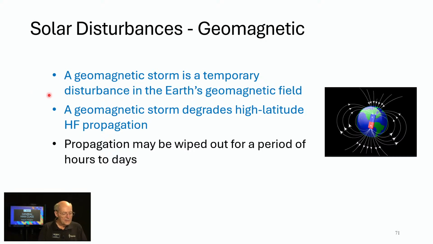So a geomagnetic storm is a temporary disturbance in Earth's geomagnetic field due to charged particles coming from the sun. Geomagnetic storm degrades, here we've got something being degraded again. Geomagnetic storm degrades high latitude HF propagation. So it hurts propagation. Propagation may be wiped out for a period of hours to days. And there are sites that you can go to that will tell you if we're in the midst of a geomagnetic storm. So if you think your antenna fell down, check one of these sites.